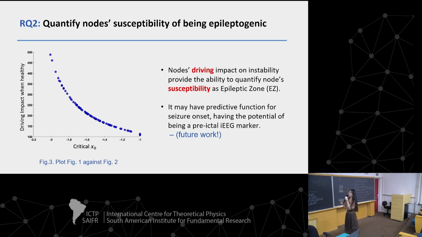So this is the result. It shows a very good match. It not only shows that instability could tell us how likely a node is to trigger a seizure, but it can also be measured in a healthy state, which means it has potential for predictive uses. For example, it can be a pre-ictal EEG marker, which is also our next-step research.